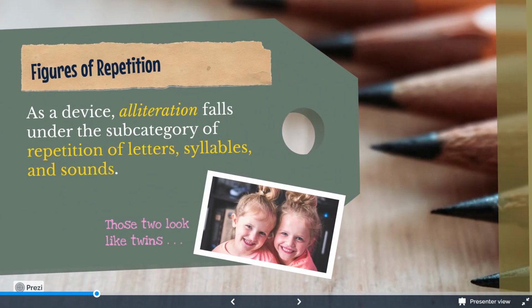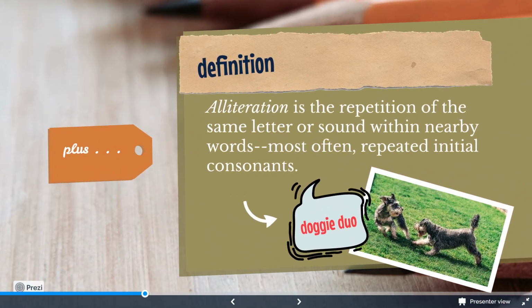So as a literary device, alliteration is one of dozens of figures of repetition that good writers use to make their writing effective. Under that broad category of repetition, alliteration falls under the subcategory of repetition of letters, syllables, and sounds. In other words, the smallest units of language that we can repeat. So put simply, to define it, alliteration is the repetition of the same letter or sound within nearby words.